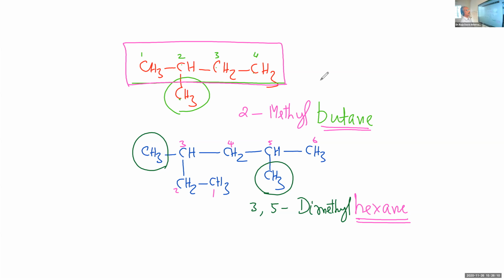But say there are a large number of wise people before me, and you apply rule number 3. When you number the parent, the side chains should get the lowest locant, the lowest number. Suppose Nandana is numbering like this: 1, 2, 3, 4, 5, 6. Then the locants, the positions, are 2, 4. So according to Nandana, it is a 2,4-dimethyl hexane. According to me, it is a 3,5-dimethyl hexane.